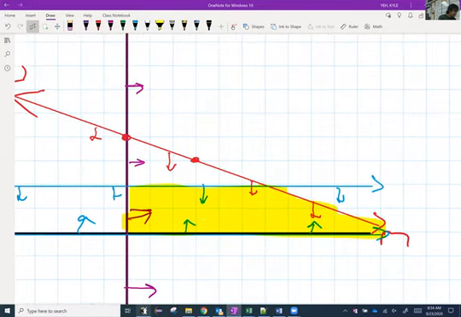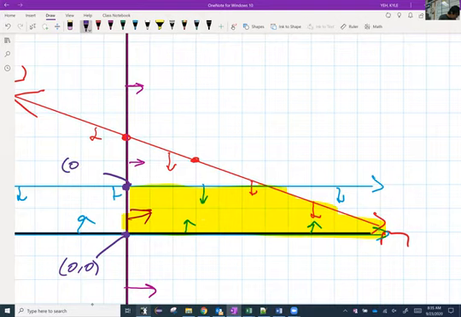So here's my feasible region, and I need to figure out where these vertices are. It looks like 0, 0 is a vertex. It looks like 0, 2 is a vertex. And 1, 2, 3, 4, 5, 6, so 6, 2.